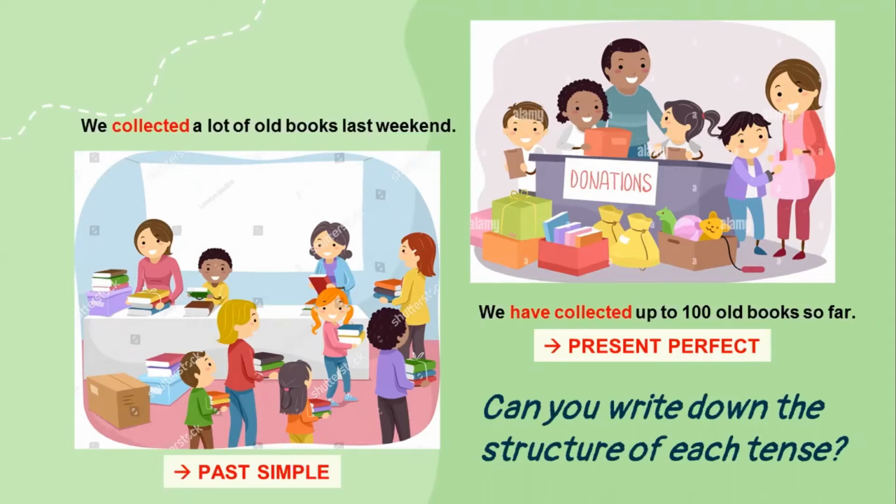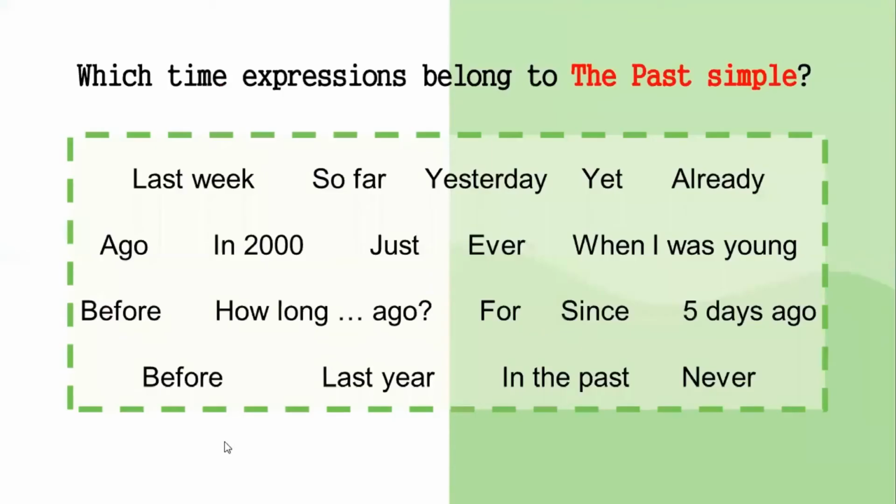Nhi, please, in the first sentence. It's last weekend. Yes, it's last weekend. And in the second sentence, it is? So far. Yeah, this is so far. So, okay, now let's see. So this is a table of the time expressions belonging to past simple and present perfect.